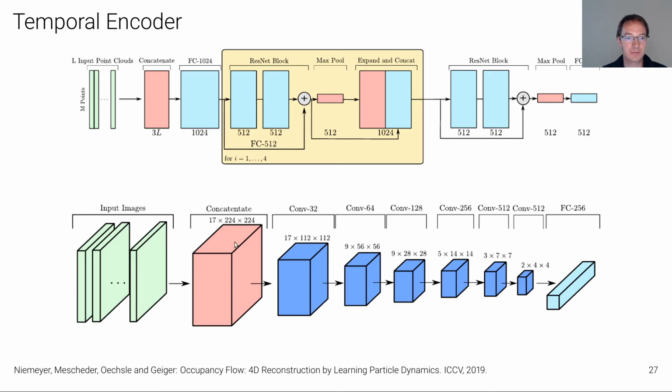Here's an illustration of the network architectures. Now, in comparison to what we had before, we have multiple point clouds or multiple images as input, which we simply concatenate and then use similar PointNets and 3D convolution architectures to get a global encoding of this motion sequence.